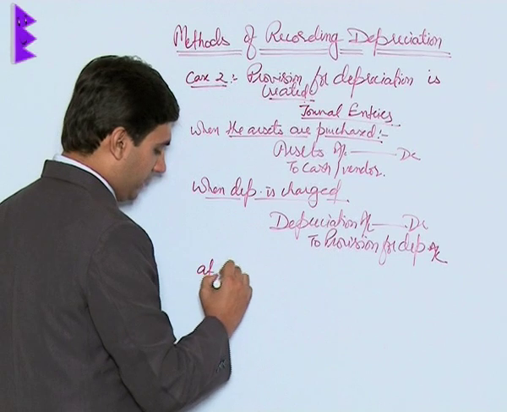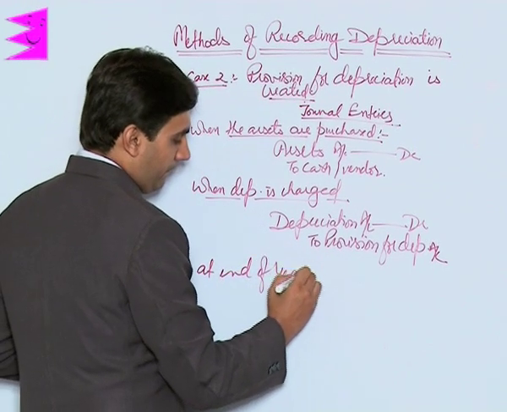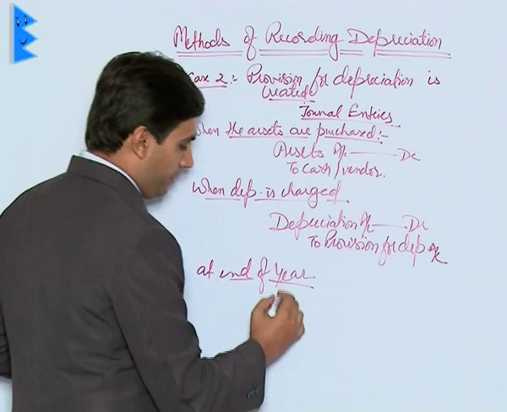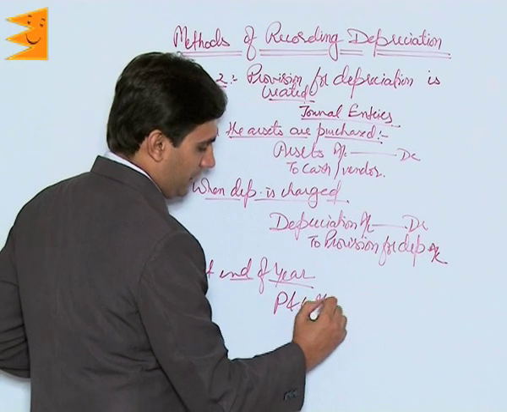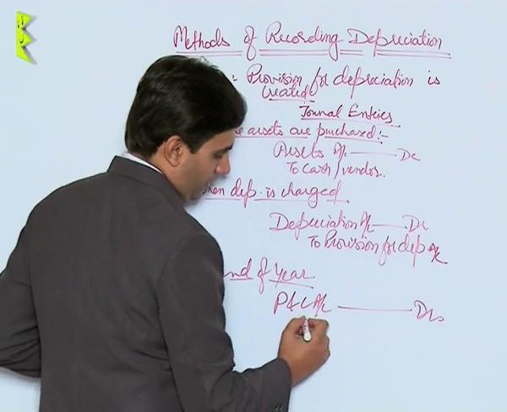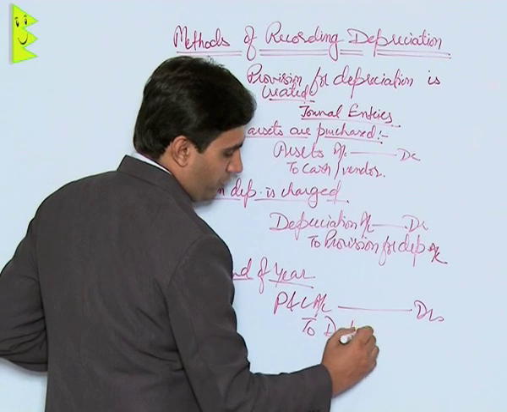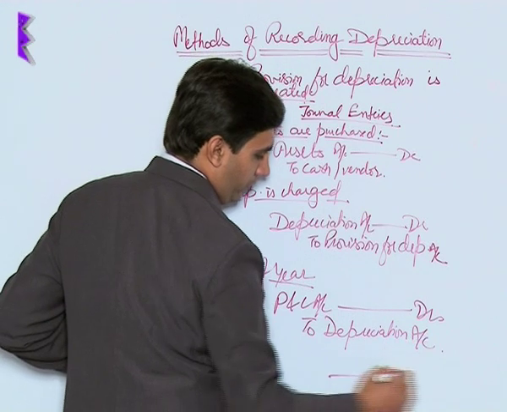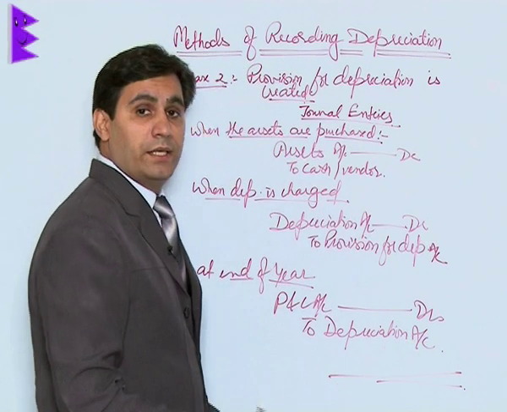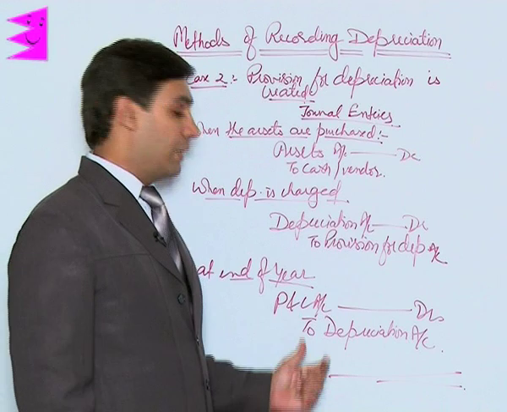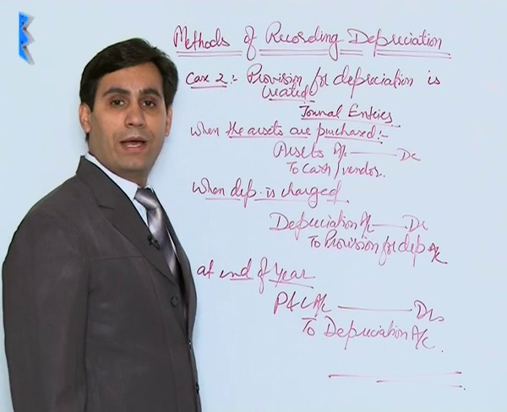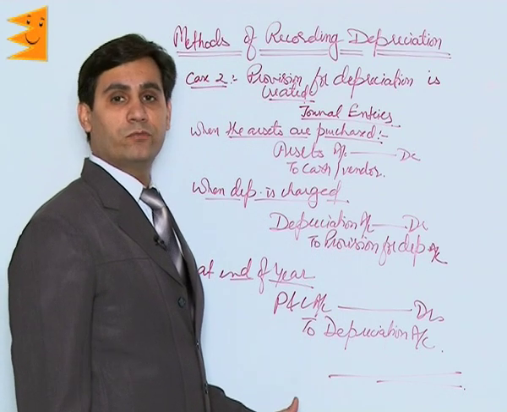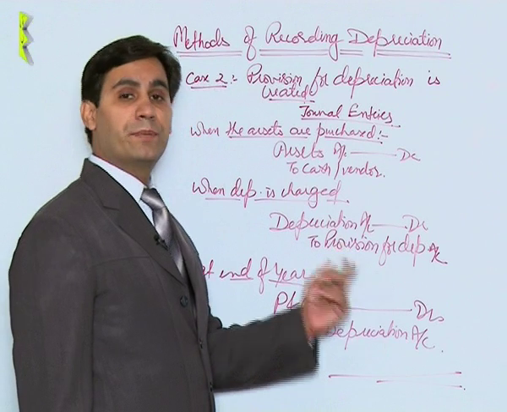And at the end of the year, depreciation is an expense. Since it is an expense, it will be transferred to profit and loss account. That is profit and loss account debited to depreciation account. Remember, in this case, the asset will continue to appear at its book value, whereas all the depreciation that we have charged for n number of years would be accumulated in provision for depreciation account.